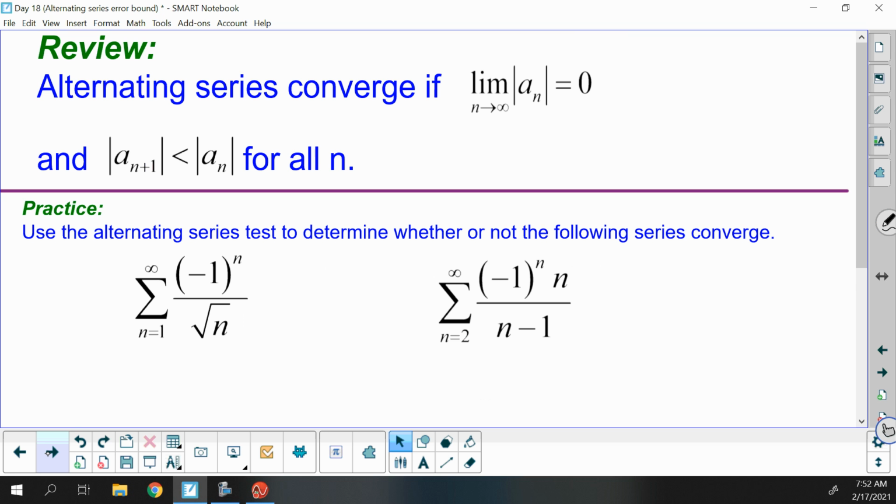All right, we're going to be in the day 18 notes. So first, a little review with alternating series. We saw in the first half of the unit that the alternating series test told us that an alternating series will converge if the terms will approach 0 as n goes to infinity. By the terms, we just mean the absolute value of them. And that if each successive term is less than the one before it.